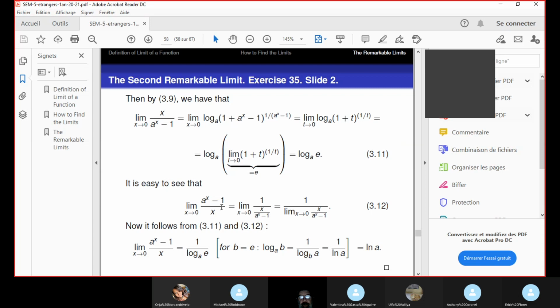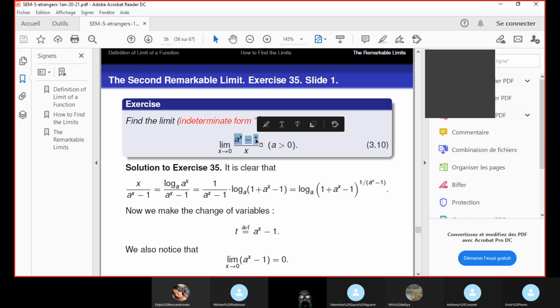Now, you see, I return to our previous exercise. In this previous exercise, in the numerator, I have some positive a to the power x minus 1. So we can take in this formula a equals e. No problem. We will have the same result. Yes? We will have the same result.